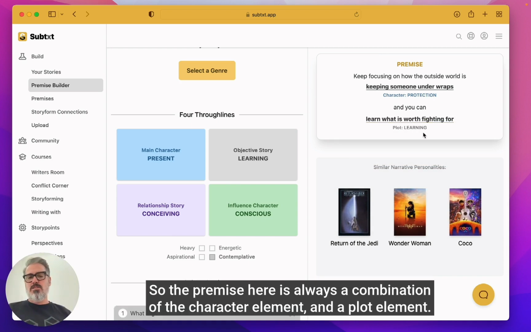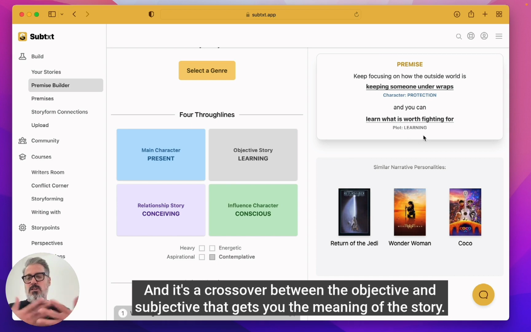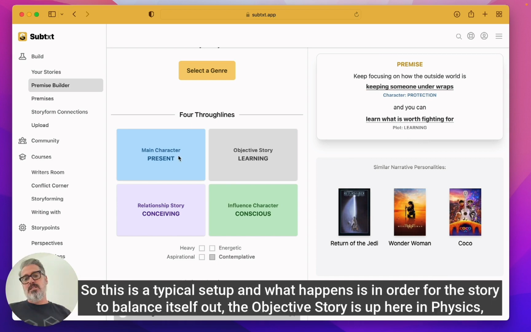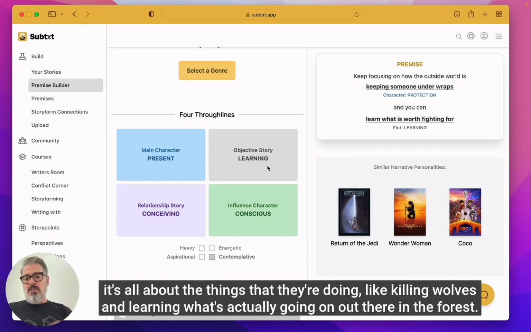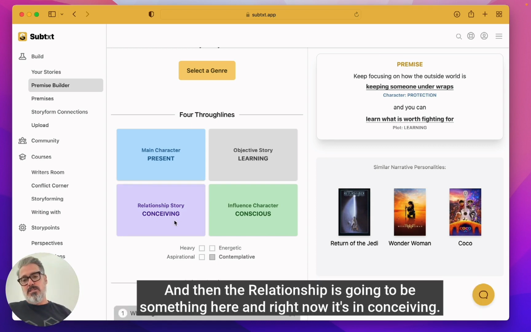So the premise here is always a combination of a character element and a plot element, and it's the crossover between the objective and subjective that gets you the meaning of the story. So this is a typical setup, and what happens is, in order for the story to balance itself out, the objective story is up here in physics. It's all about the things that they're doing, like killing wolves and learning what's actually going on out there in the forest.